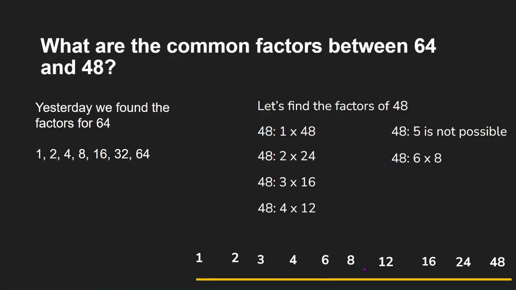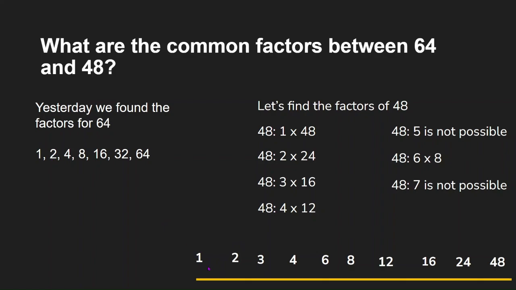So now the only number left that's possible would be 7 because that's the only number between this factor pair, and 7 is not possible, right? So we have found all of the factors of 48. We found these yesterday.